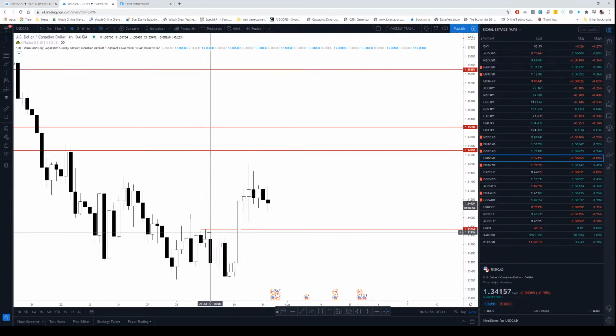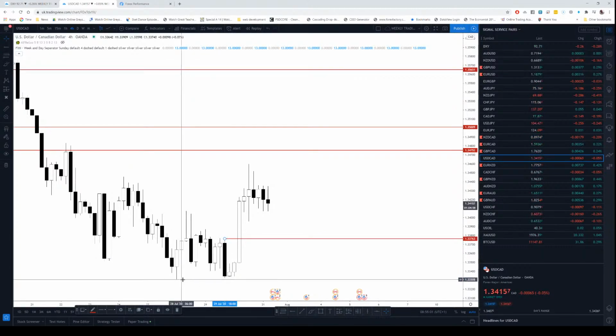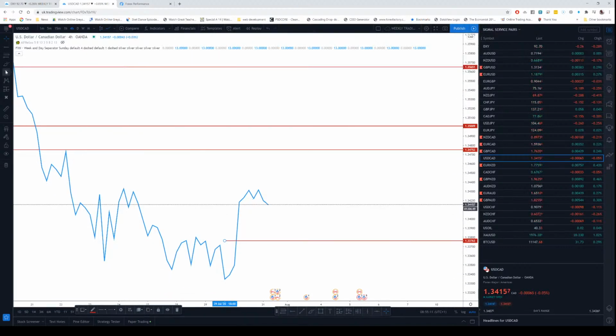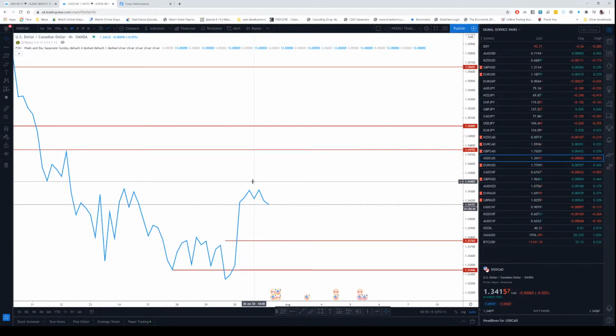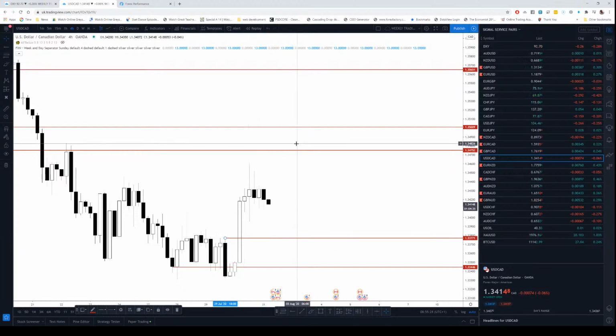Yeah, I like that level there. If it doesn't provide support, this is the level I will prefer. Even though it didn't take out this low with the bodies, if I put the lines, you're going to see that it did take out the low, right? So we took out the low and then rejected. That's why I like this one. So if you do get pushed down here, watch that level for a possible trade to here and then there.